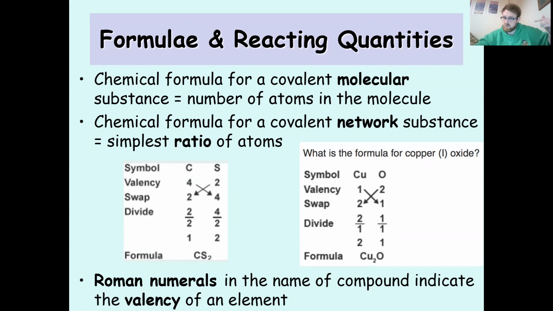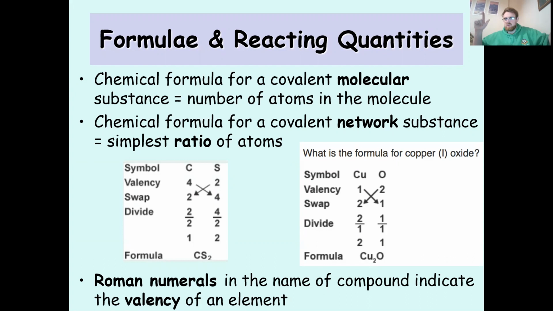So group 1 has a valency of 1, group 2 has a valency of 2, group 3 has a valency of 3, and group 4 has a valency of 4. Then it starts going back down the way. Group 5 has a valency of 3, group 6 is 2, group 7 is 1, and group 0 has a valency of 0 because it's a noble gas, it can't make any bonds. Once you've done that, swap them over and then try and divide by the smallest number or simplify the ratio.